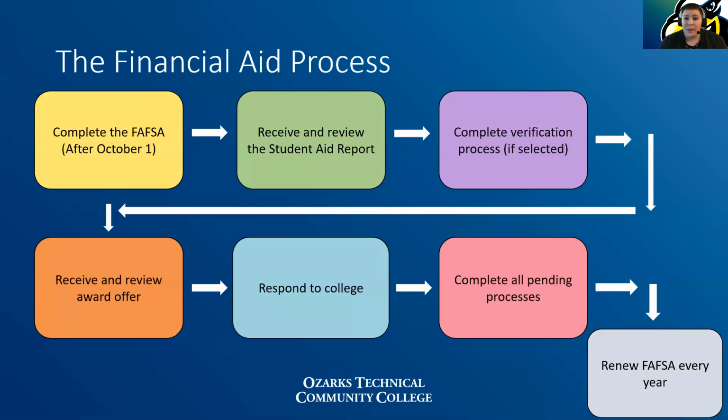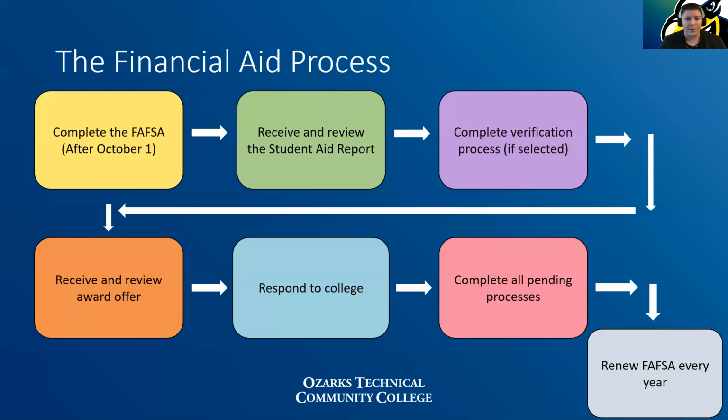So let's assume you've made it through verification or you were not selected for verification. At that point, the schools that you sent your FAFSA to are going to use that student aid report because they also receive a copy of it, and they're going to package your award. And at that point, they're going to provide you with an award letter, an offer. So you're going to be able to review that and see what you've been offered at each school, and you'll be able to respond to the college and let them know which awards you accept or decline.